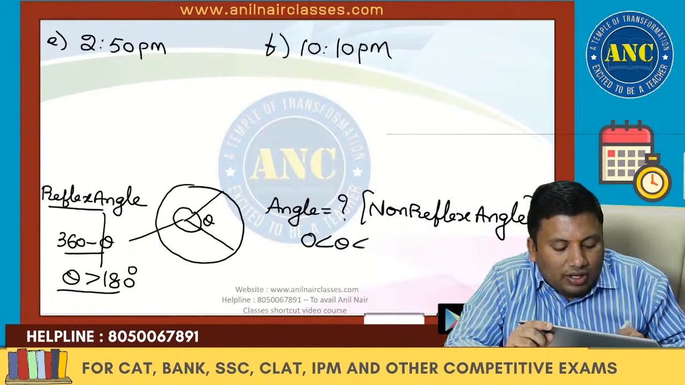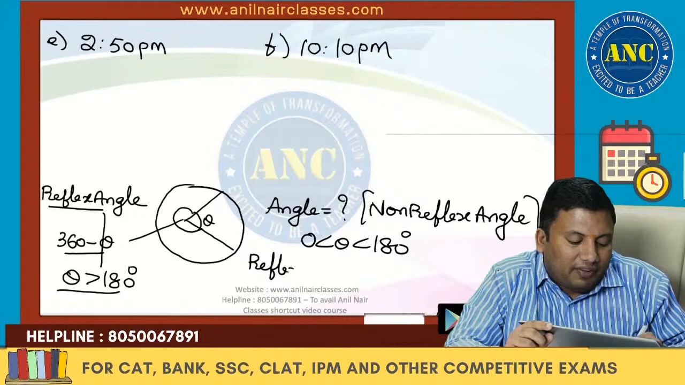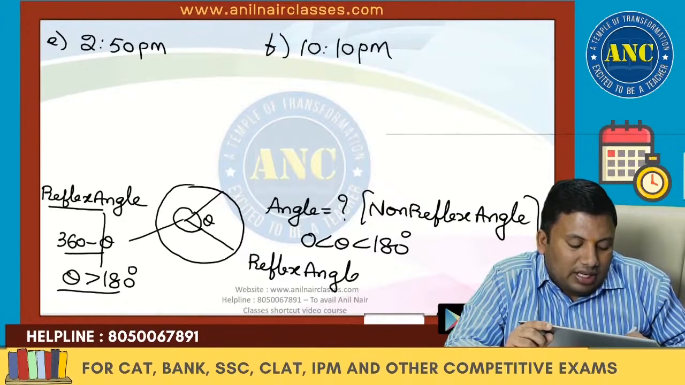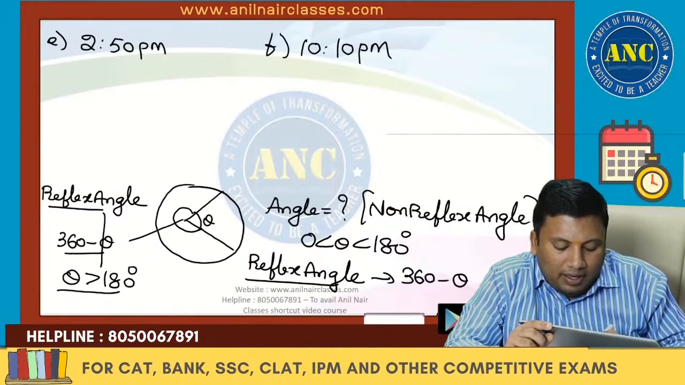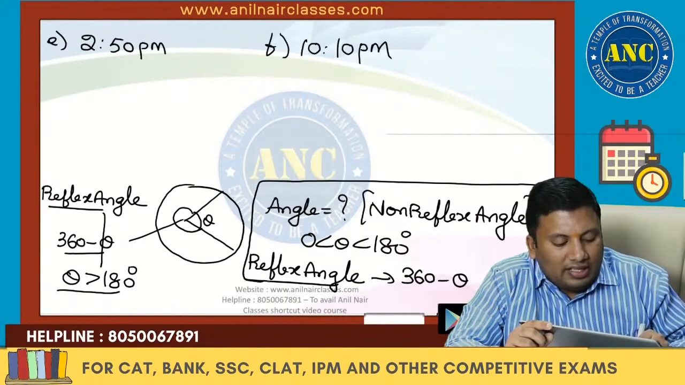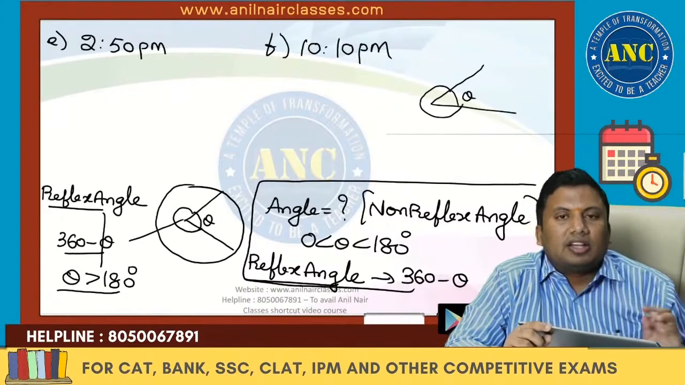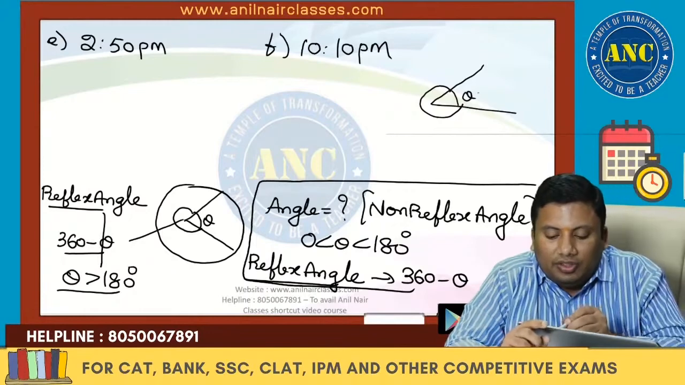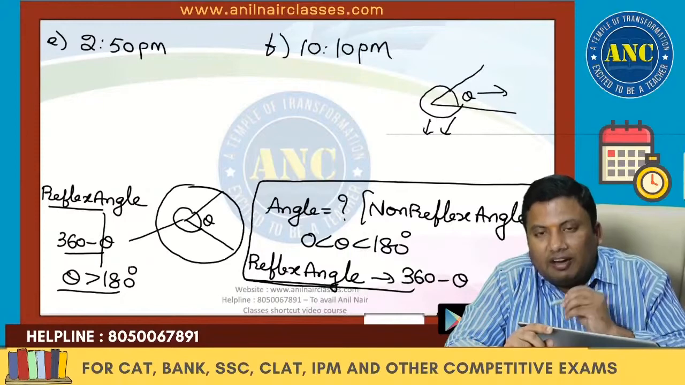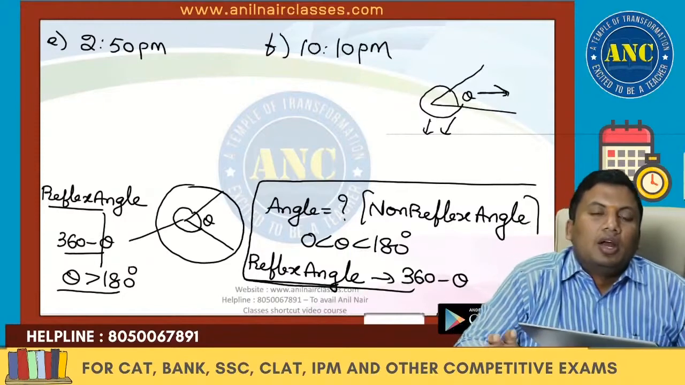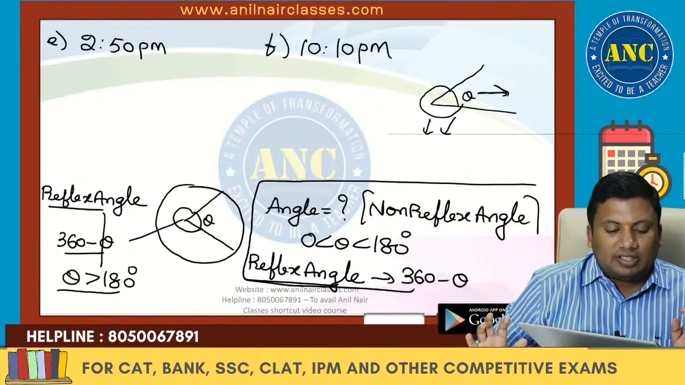That means we should get from 0 to 180. Suppose he is asking what is the reflex angle, reflex angle means theta is greater than 180. So do 360 minus theta. Please make a note of it. When two lines intersect, this is one angle and it is nothing but another angle. So if this is a non-reflex angle, this will be a reflex angle. Total sum of non-reflex angle and reflex angle should be 360 degrees.